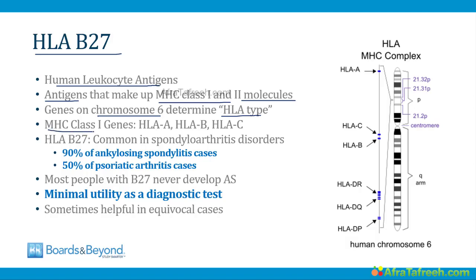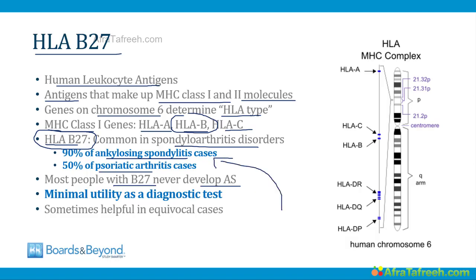For the MHC class I molecules, there are 3 important genes found on chromosome 6: HLA-A, HLA-B, and HLA-C. Some individuals carry the HLA-B27 subtype of the HLA-B antigen. This subtype, B27, is common in many spondyloarthritis disorders, and you will read about this in textbooks. 90% of cases of ankylosing spondylitis, which we'll talk about in a minute, are associated with the HLA-B27 antigen. And 50% of psoriatic arthritis cases are also associated with this antigen. Most individuals who have the B27 antigen will never develop ankylosing spondylitis, so it's only a minority that actually get one of these disorders, but when patients do have one of these disorders, this antigen is very common.